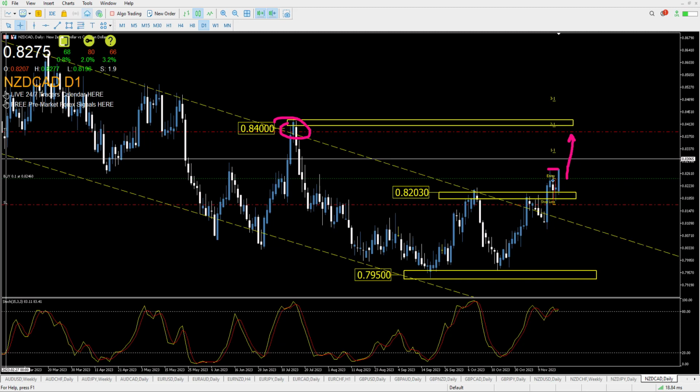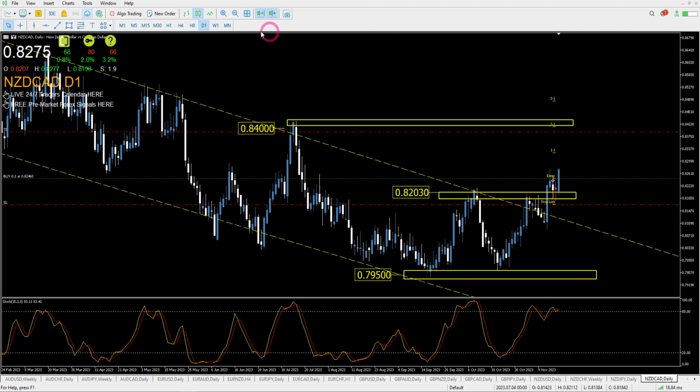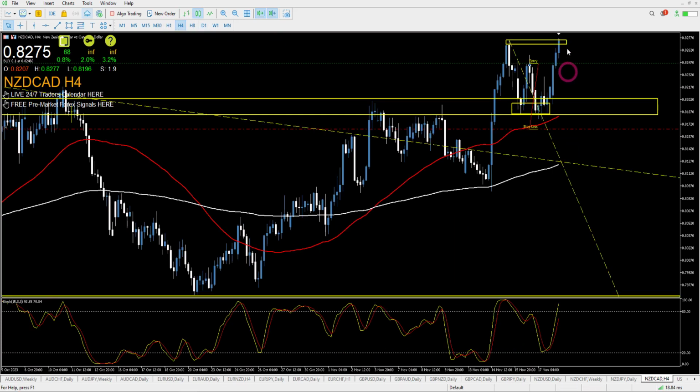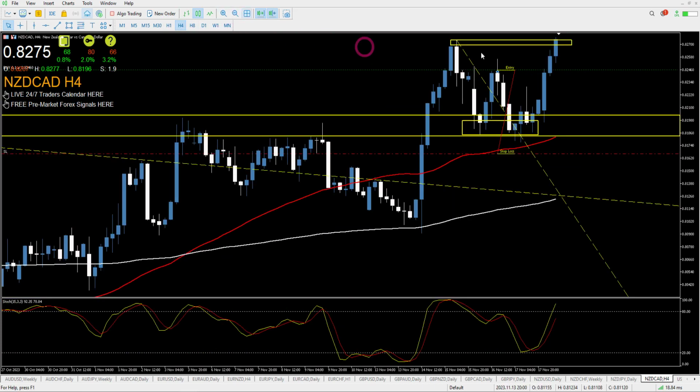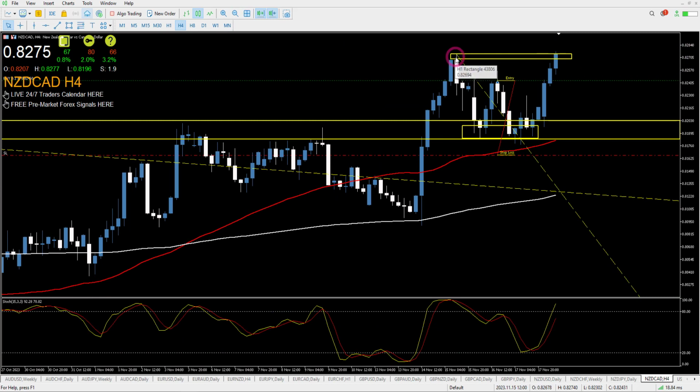So if I actually just come back into the lower time frame, let's go to the 4-hour time frame, you can see that I've marked the zoning of the daily high in here. What I really don't want to see is a rejection. I don't want to see any kind of rejection in here, although that may lead to something like this occurring.